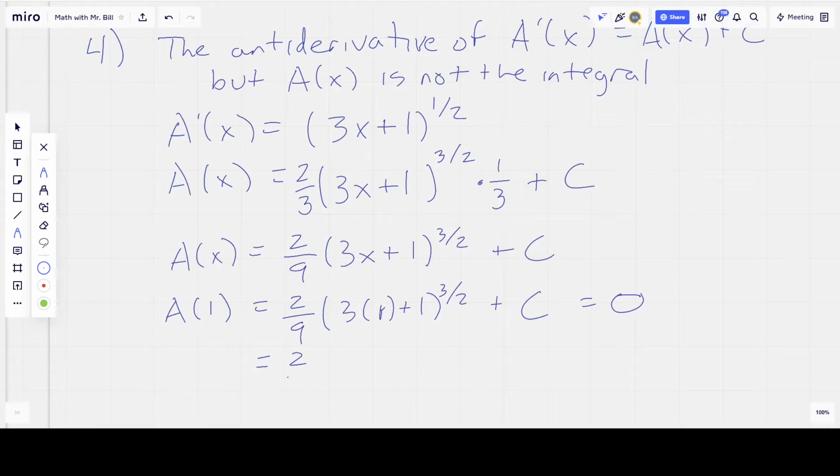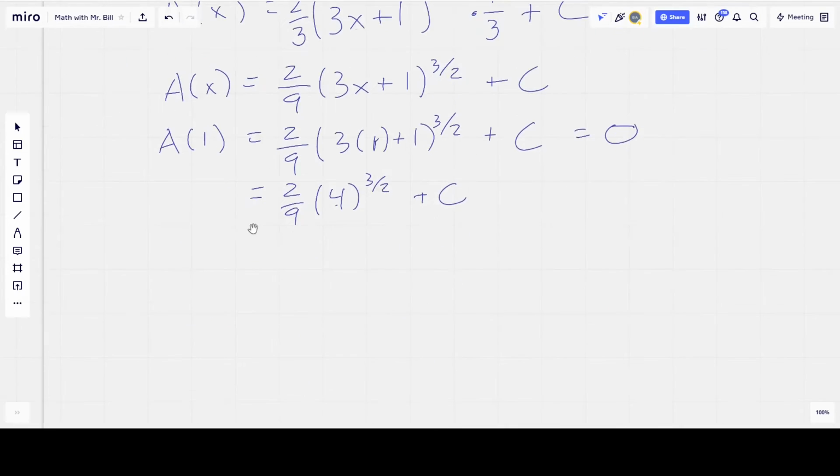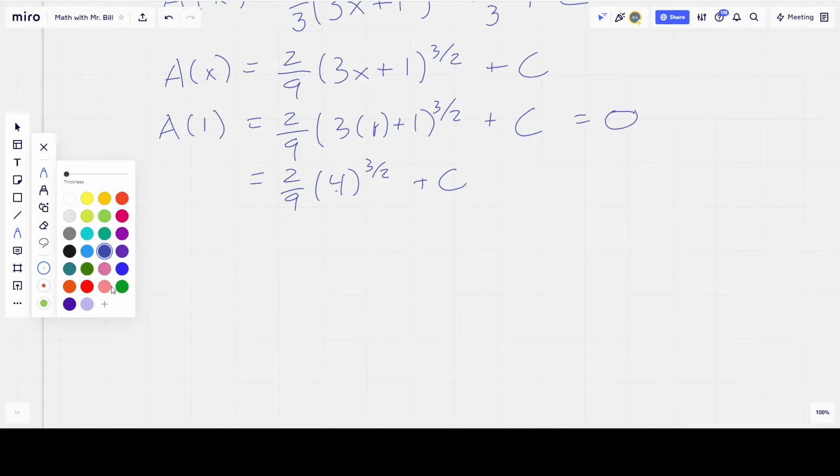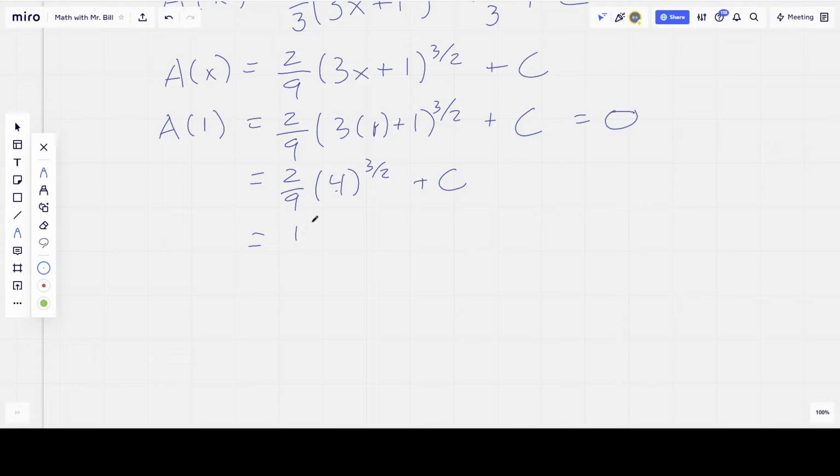So we have 2/9 times 4 to the 3/2 plus c. 4 to the 3/2, well, we've got the square root of 4, which is 2, and then 2 cubed, which is 8. So we've got 2/9 times 8 plus c. 2/9 times 8 is 16/9 plus c, and we know that that's equal to 0. And so c is equal to negative 16/9.